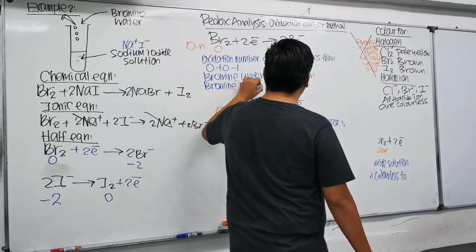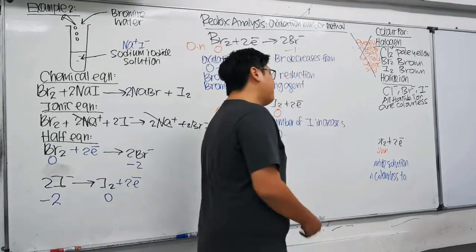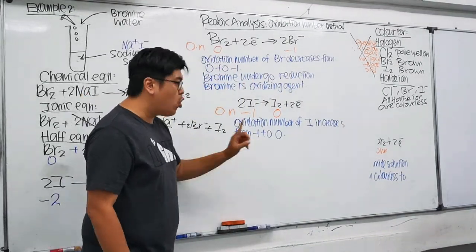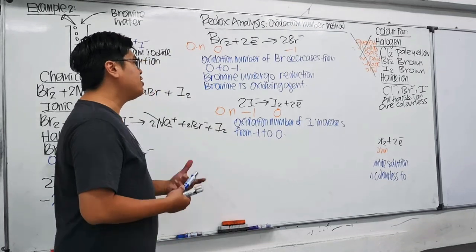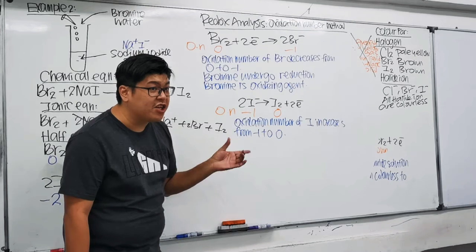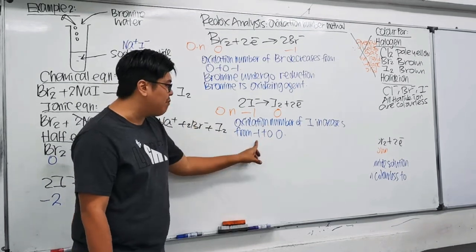My bad, I made a mistake here. Okay, so now let's go for this. In this case, -1 to 0 goes up. When the oxidation number goes up, it's oxidation. Now, guys, you must tell people who undergoes oxidation. Whose oxidation number changed from -1 to 0?